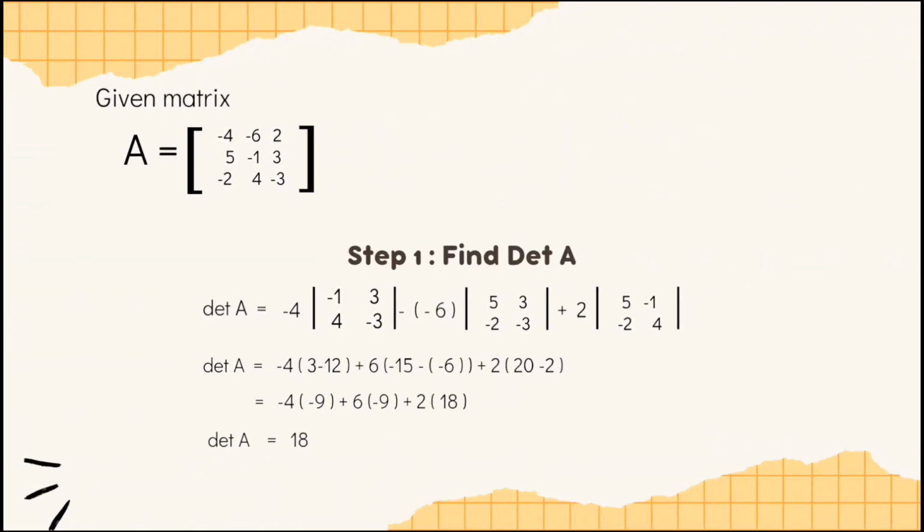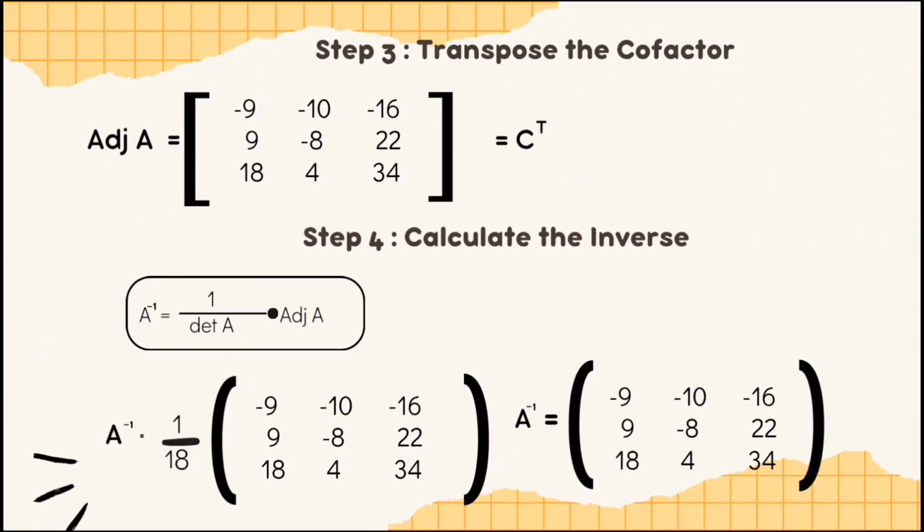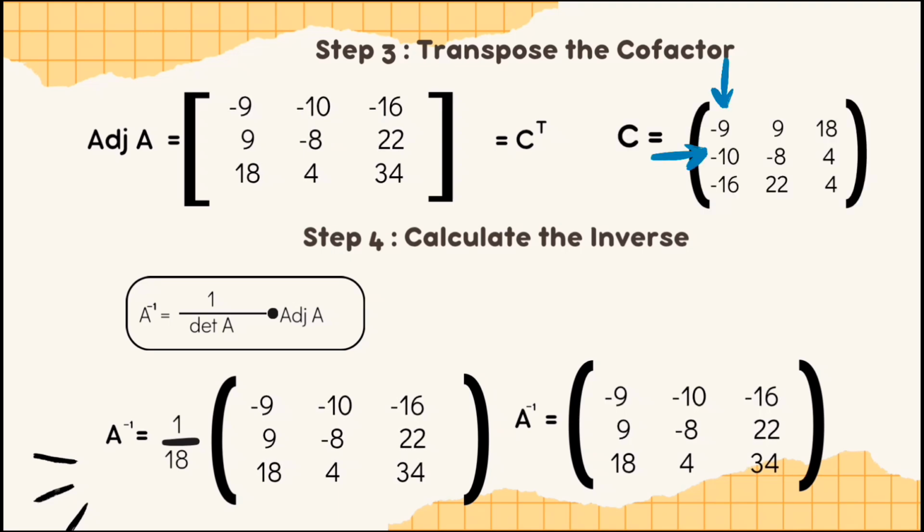For the first step, to find the inverse of matrix A, we need to find the determinant of A. To find the determinant of A, we can choose any row or any column from matrix A. So for this question, I use row 1. Next, we find the cofactors of matrix A. To find the cofactors, firstly, we need to put the sign pattern on the matrix. To find the transpose of the cofactor matrix, we interchange the rows and columns.